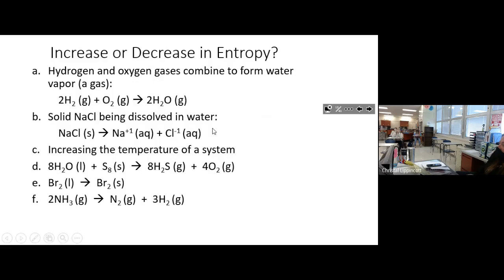Increasing temperature. Would that increase entropy? Yeah, because it's going to move around faster, so it has a better chance of, you know, a higher distribution of being in different places. That makes sense? Versus moving around slowly.